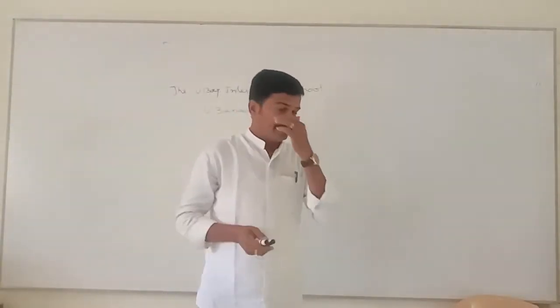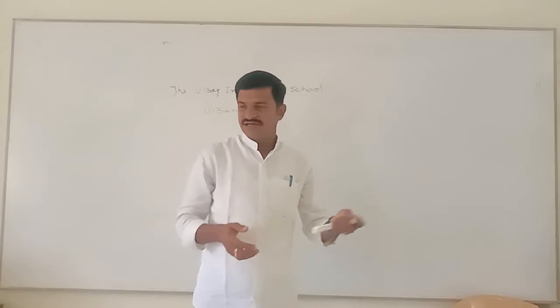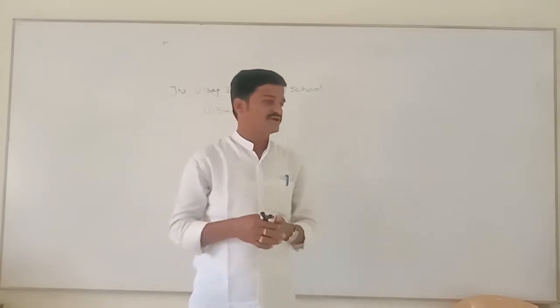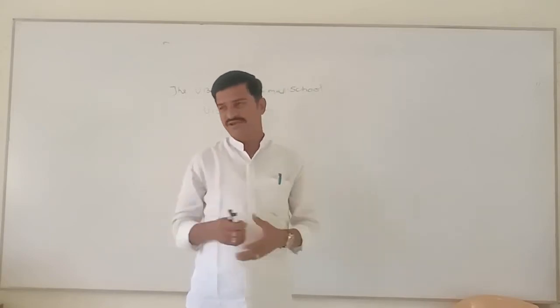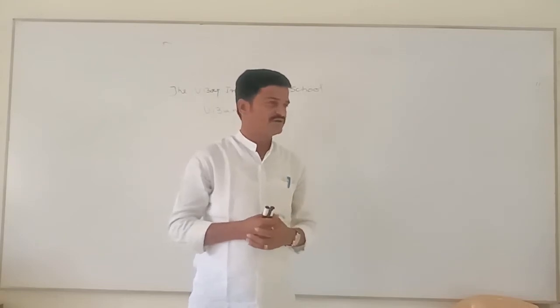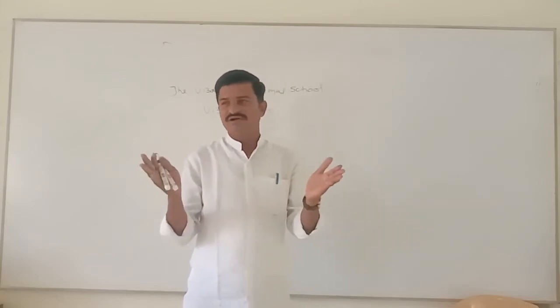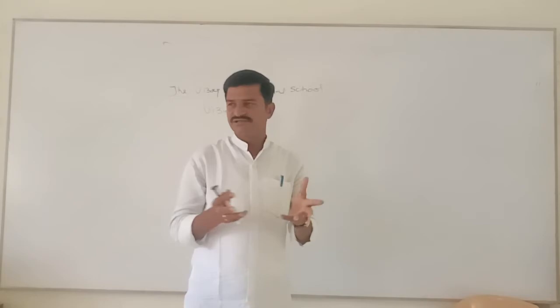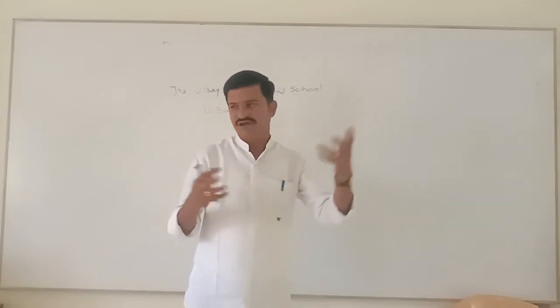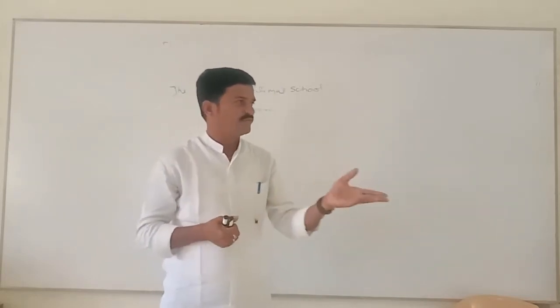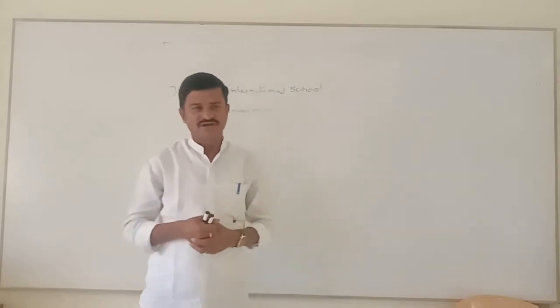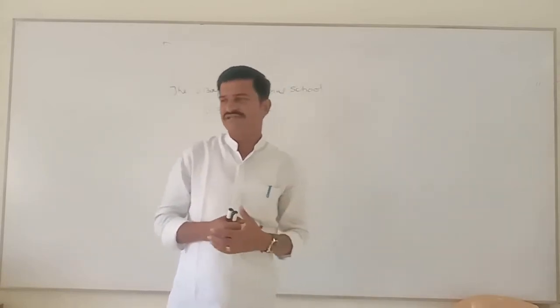Okay, good morning, children. In our earlier classes, we have learnt about polygons. What is meant by polygon? The definition of polygon: a closed figure consisting of line segments is called a polygon, and various types of polygons also we have discussed. Concave polygon and convex polygon, and some other points also we have discussed.